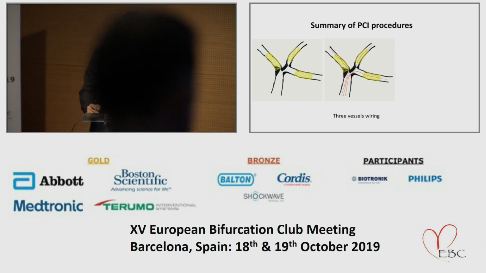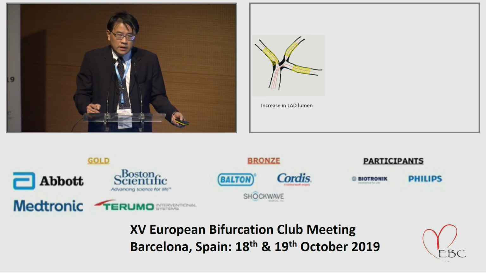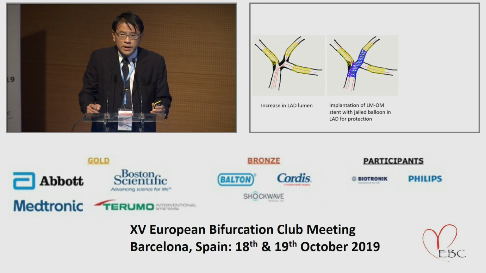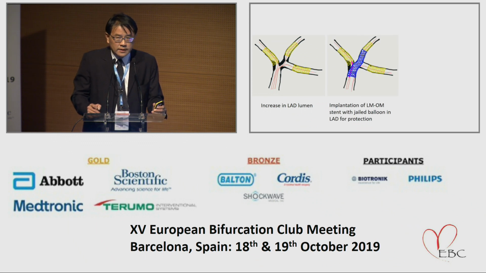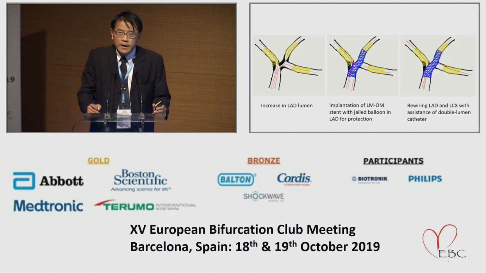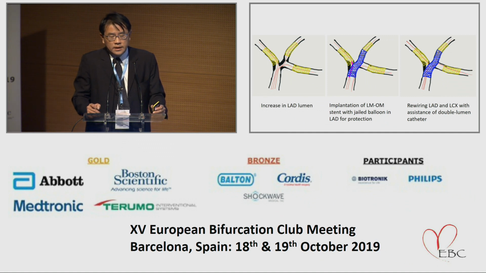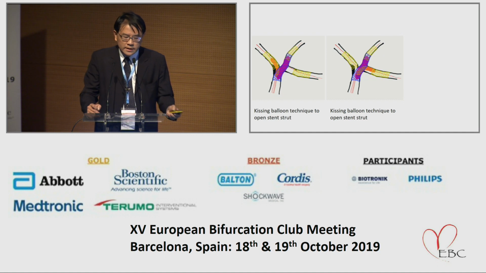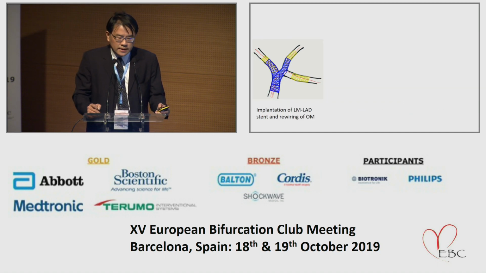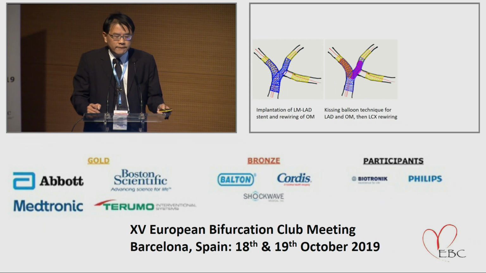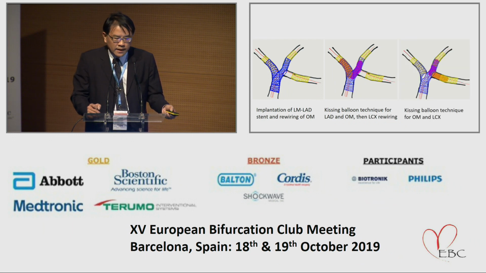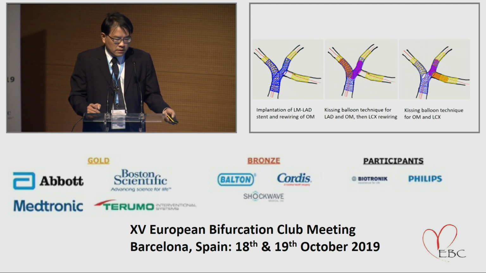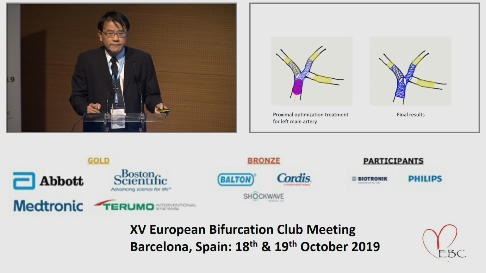So we wire 3 vessels and pre-dilate the LAD to protect the LAD, and we first implant one stent from the left main to the intermediate first, with a jailed balloon for protection. And then we rewire the side branch using the assistance of a double lumen catheter to prevent the wire going outside of the stent. It's very important. Then we perform a gentle KBT to open the stent strut like this. And then finally, we put the second stent, and then we wire and perform final kissing using a non-compliant balloon. And finally, we perform POT for the left main to get the final result.